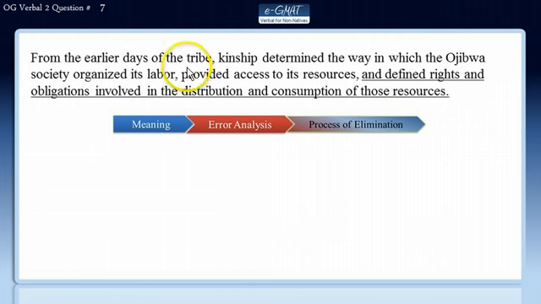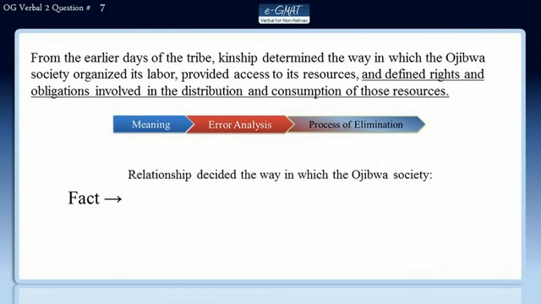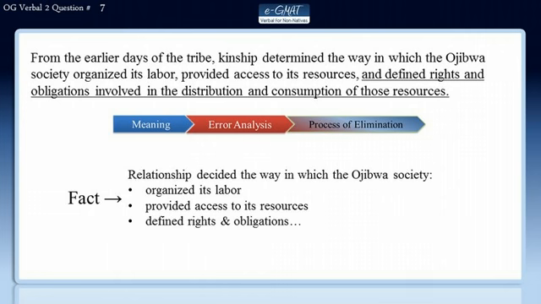So let's begin. From the earlier days of the tribe, kinship determined the way in which the Ojibwa society organized its labor, provided access to its resources, and defined rights and obligations involved in the distribution and consumption of those resources. Okay, so this sentence presents a fact about the tribe that existed in the past. It says that relationship decided the way in which the Ojibwa society did three things: organized its labor, provided access to its resources, and defined rights and obligations involved in the distribution and consumption of those resources.